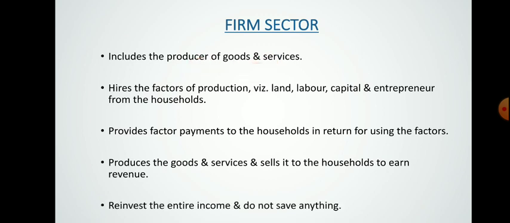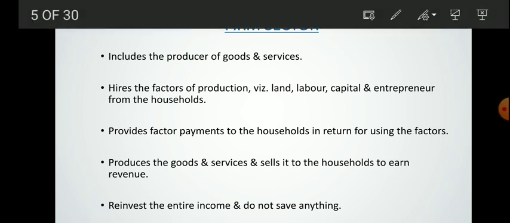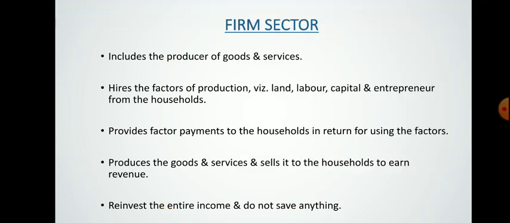Now, here also we have to assume one thing. Like the household sector, the firms, whatever they are earning, they are reinvesting the entire thing. They will reinvest the entire income. They will not save anything. So here this is the assumption. In case of household, we assumed that household will spend the entire income, they will not save. Similarly, in case of firm, they will reinvest the entire income, they will not save anything. So, that is all about the firm sector.